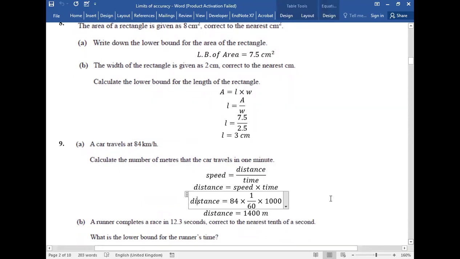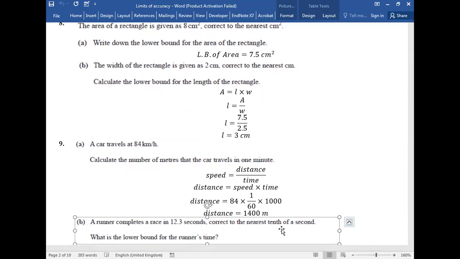A runner completes a race in 12.3 seconds. Correct to the nearest tenth of a second. ये tenth क्या होता है? What place value is tenth? Yes. 1/10 या 0.1. 0.01 is hundredth. TH लग जाता है. 0.001 is thousandth. कभी बचपन में प्राइमरी में you must have studied it. I know भूल जाते हैं बच्चे, बस recall कर लो. 10th is 1/10, 100th is 1/100, 1000th is 1/1000.